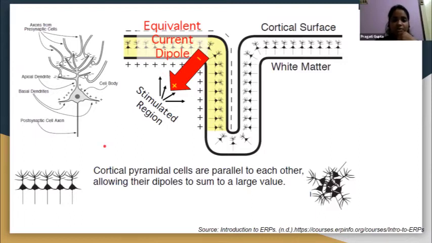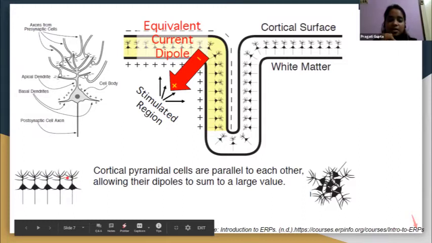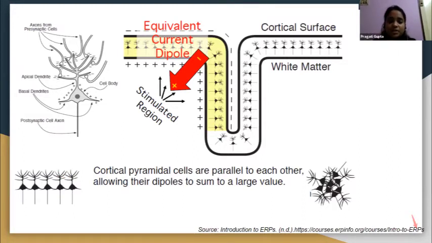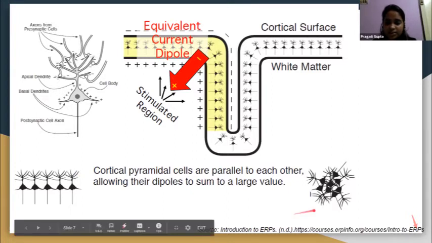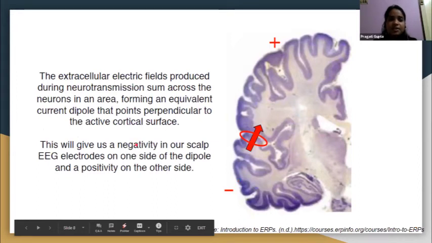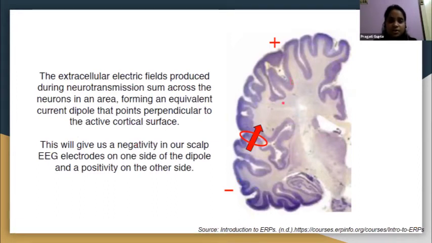And we can see the cortical pyramidal neurons are parallel to each other, allowing their dipoles to sum to a large value. This similar orientation of the cortical pyramidal neurons acts as a feedback, and it provides a mechanism for the signals to pass forward to the cortex, and we receive those signals. Rather, on the right-hand side, we are seeing the random orientation of these neurons. In a similar way, the extracellular electrical fields produced during neurotransmission sum across the neurons in an area. These equivalent current dipoles, the summation of these small dipoles, act perpendicular to the cortical surface, specifically of the pyramidal neuron.